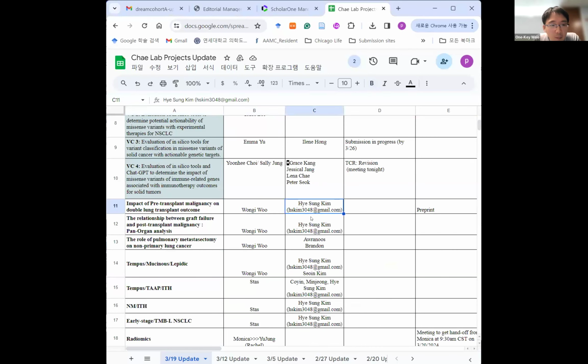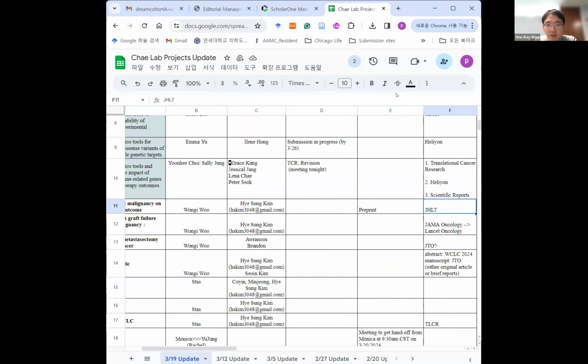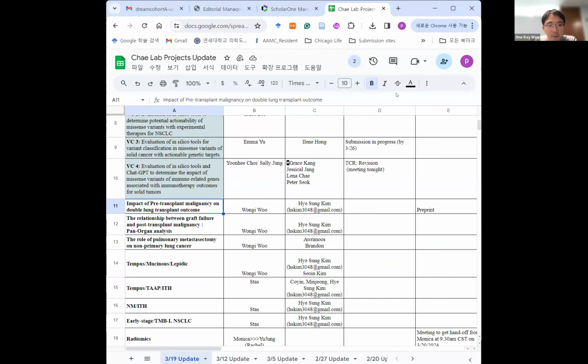So, the pre-transplant malignancy paper is now in preprint. So it's in medRxiv, I think. Yeah, it's preprint from I think 2 days ago. And the review process in JHLT seems finished. So the status is changed to required review completed. So it's been about a month. So I expect them to give us major revision, but I think there's a high probability that it can be rejected. So we need to think of the second journal to submit.